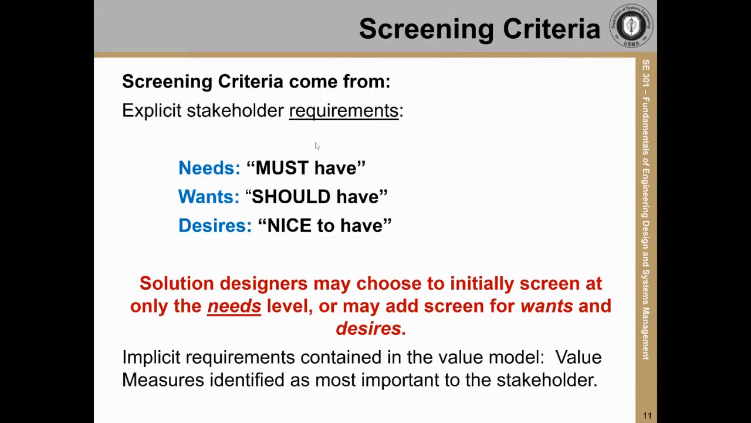Solution designers may choose to initially screen at only the needs level or may add screens from wants and desires. And that's what we were showing you on that last figure. As you go further down, it just adds another level of screening and limits your number of alternatives.